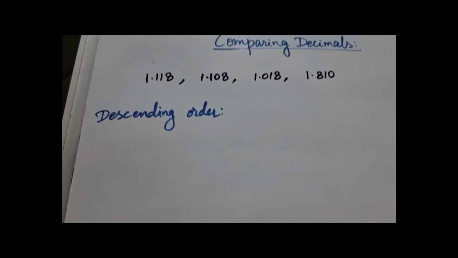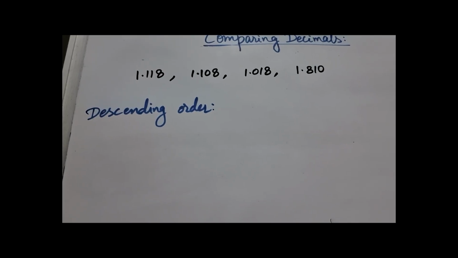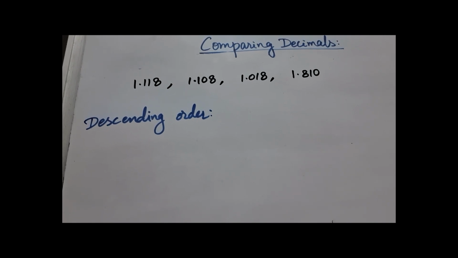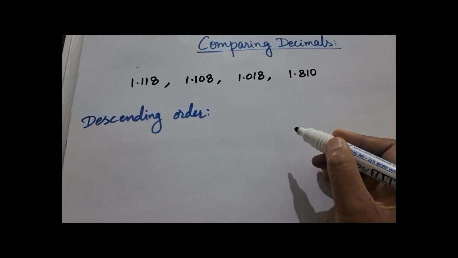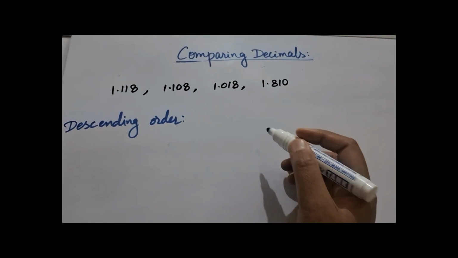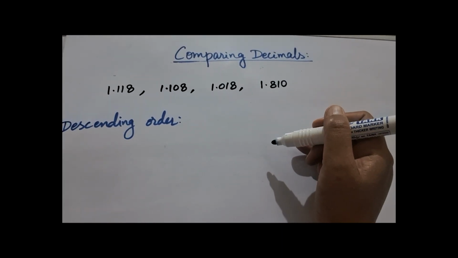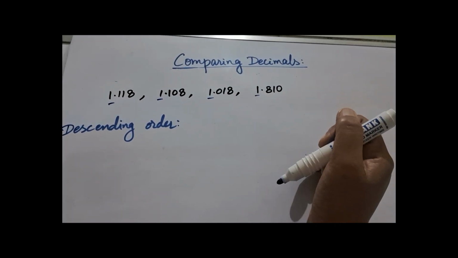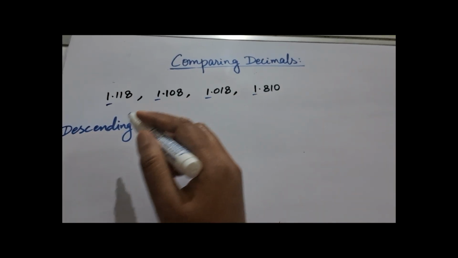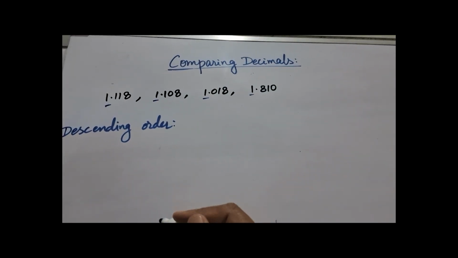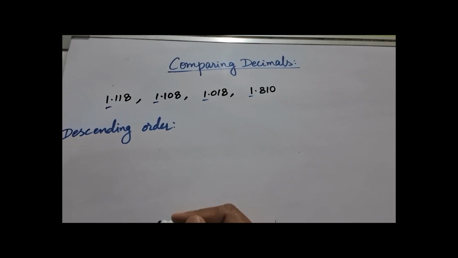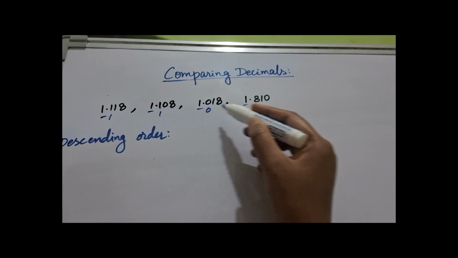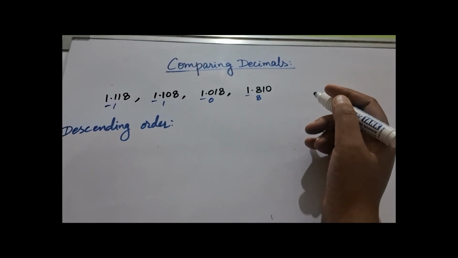Now we will compare these decimal numbers, children. This time we will write these decimal numbers in descending order. Descending order, big number to small number. So first we need to check which number is the big number. From these four decimal numbers, which number is the big number? We can observe that the whole numbers are the same here also. So we need to compare the tenths place digit of the decimal part. Here this one is 1, and here it is 1, and here it is 0, and here it is 8. So which one is the bigger number, children?